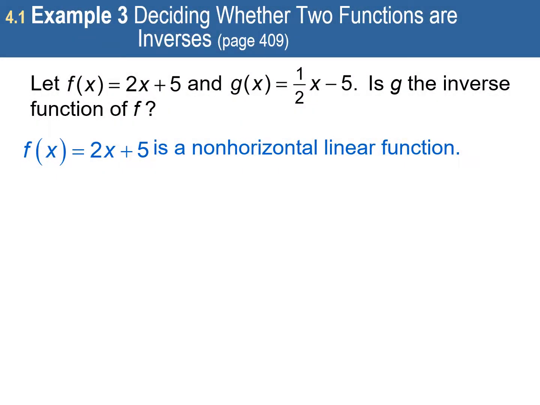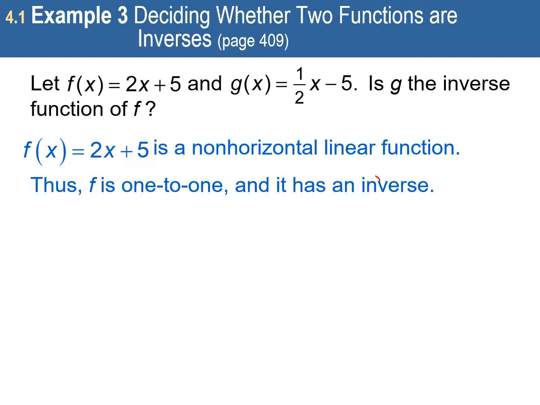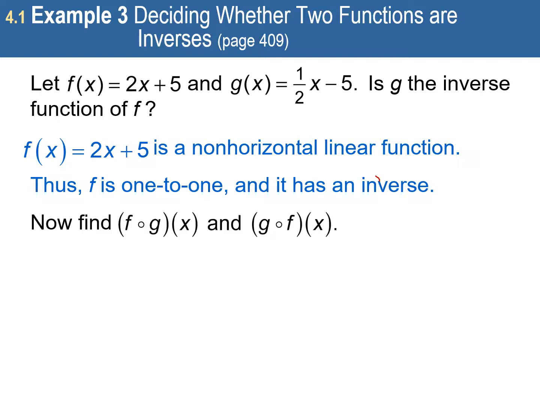So let f of x equal 2x plus 5 and g of x equal 1/2 x minus 5. Are they inverses? Well, f of x equals 2x plus 5 is a linear function. It's 1 to 1, and so it has an inverse. To determine if g is the inverse, you need to find f of g of x and g of f of x.